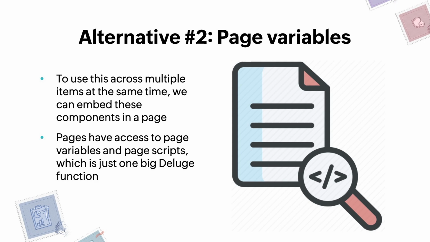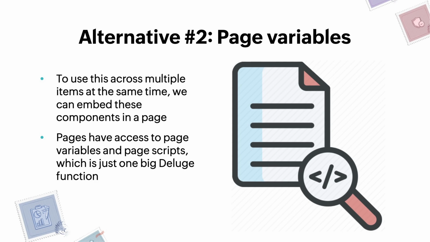So page variables, which I believe came out early last year, maybe the year before, are basically one big Deluge function that runs on the back end of every single page. You can throw a function into there or any other Deluge script, and it'll run just the one time, and then you can assign a variable to it that you can use throughout the rest of your dashboard, which is super nice, super easy to use.